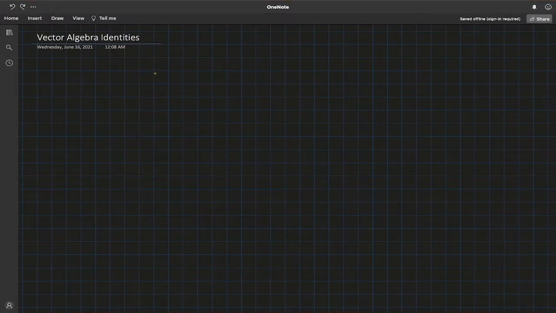Okay, we did the scalar triple product just now. Now you can actually guess what remains. What remains is the vector triple product.